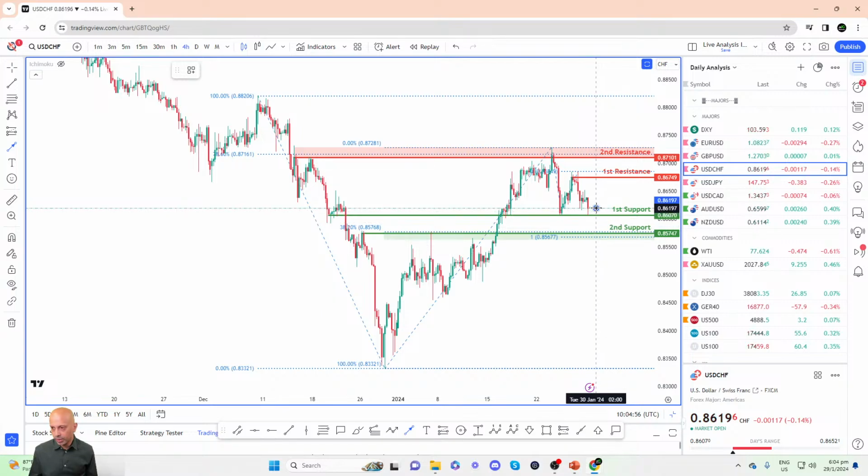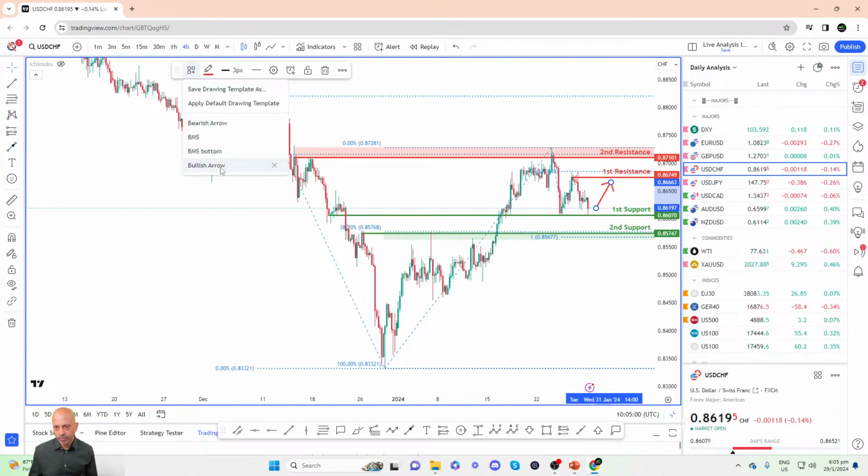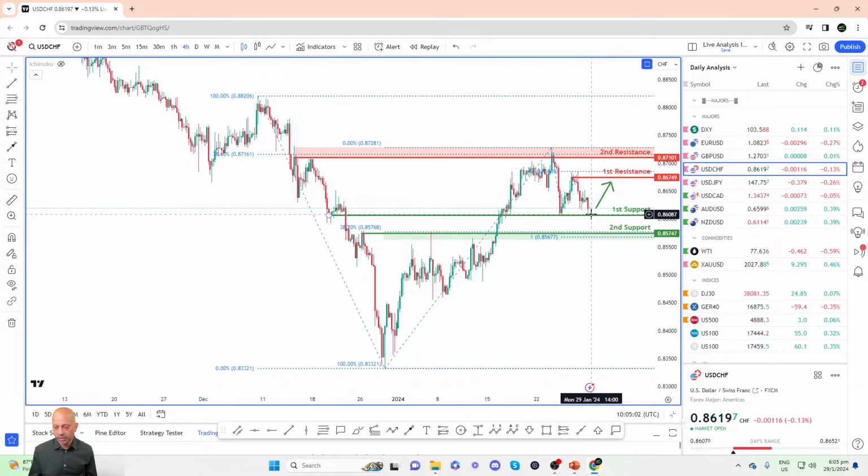So you could potentially, if price manages to stay above this first support here, there's a potential opportunity to go long on dollar franc. Where you would put your stop loss would probably be about 15 to 20 pips just underneath the first support. We need a little bit of breathing space, so we're not going to put our stop loss at exactly the first support, probably about 15 to 20 pips underneath it. So that would mean maybe 85.90 perhaps.